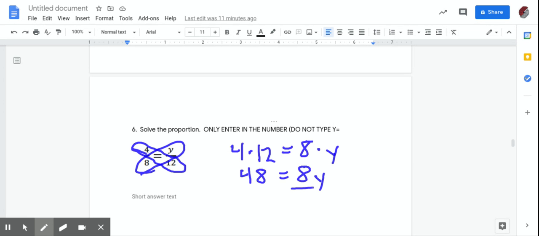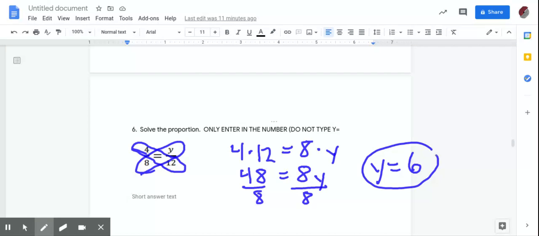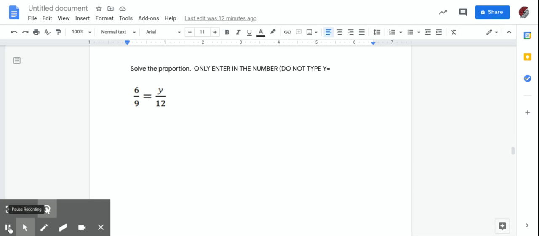And then I'm going to divide both sides by 8. And I would get y equals 6. You try. Solve the proportion. 6 over 9 equals y over 12.